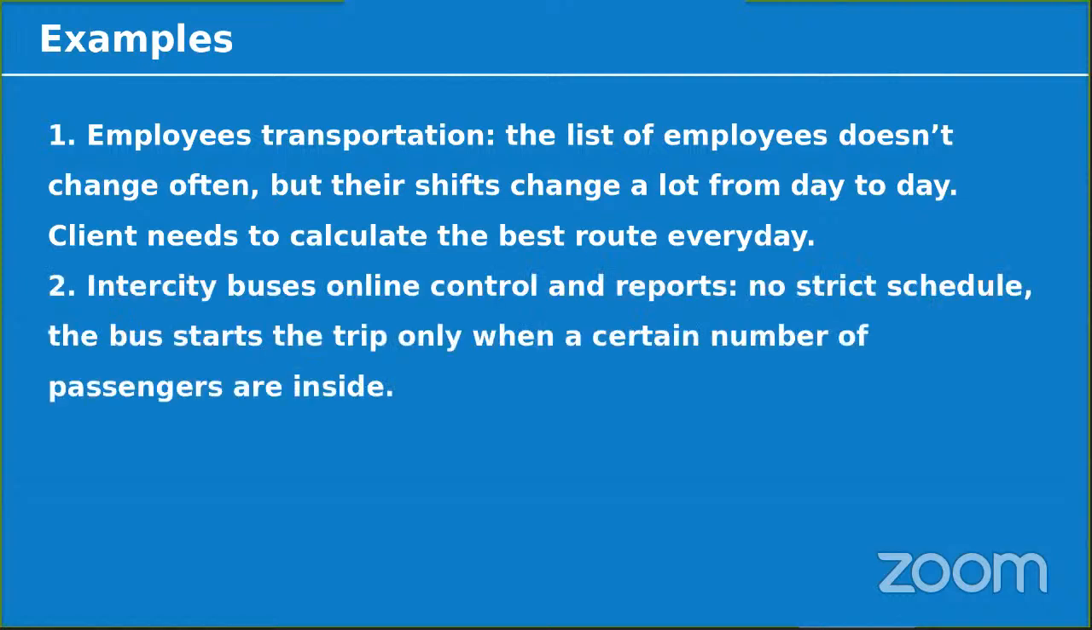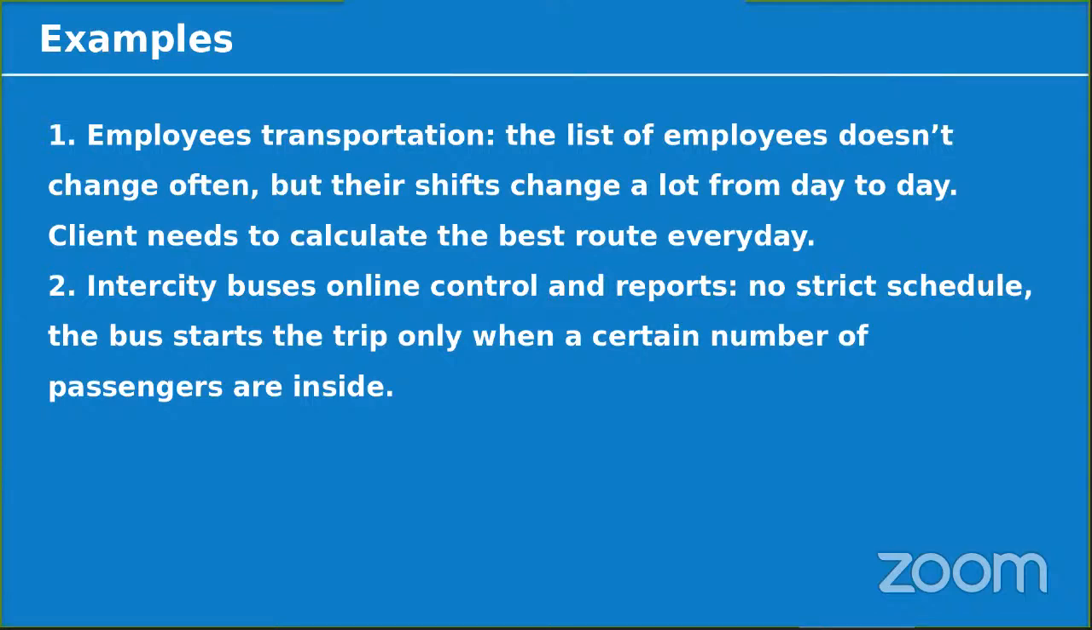The second example, the dispatcher requires online control and reports about the intercity buses, but it has no strict schedule. The bus starts the trip only when a certain number of passengers are inside. That's the case. So let's check some criteria.